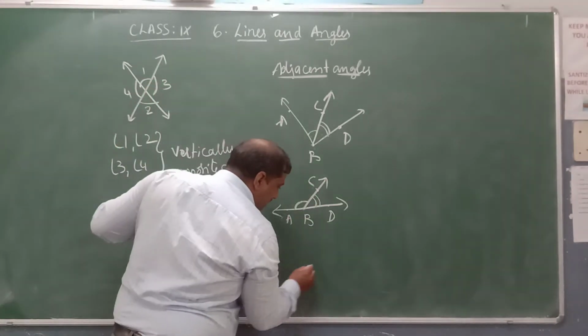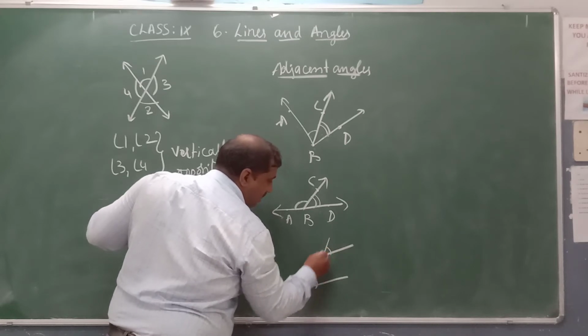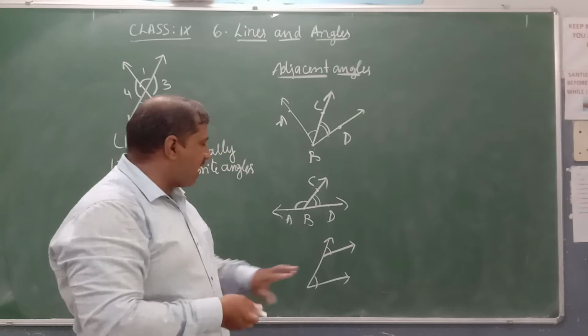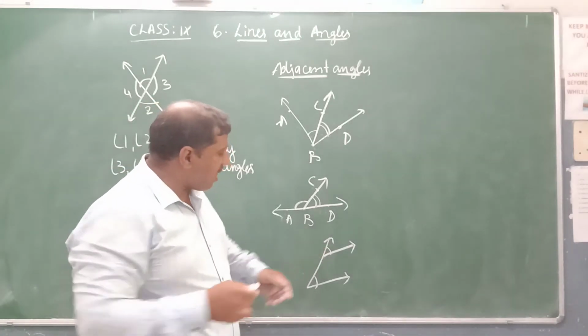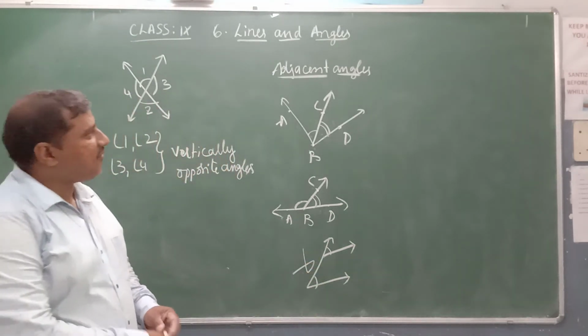Now can we call these two angles adjacent angles? No. Why? Though they have the common arm, they don't have the common vertex. These two are not adjacent angles. So you should know the meaning of adjacent angles.